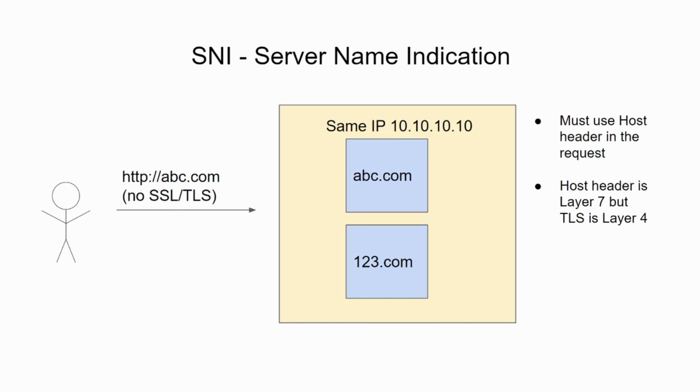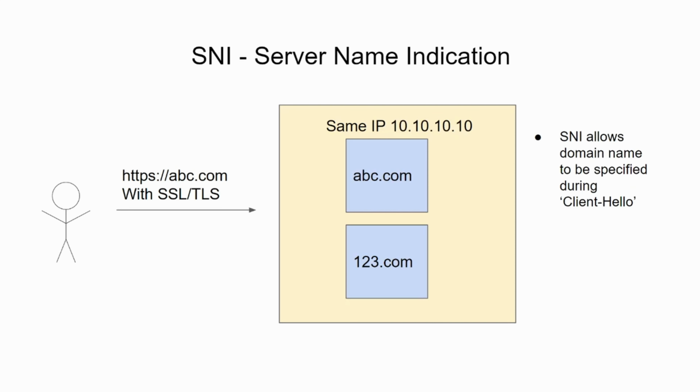If a request is made to abc.com, in order for the request to get sent to the correct domain, the host header in HTTP is used at layer 7. Now in the same scenario, let's assume that both sites have an SSL certificate. When the request is made, SSL is handled at layer 4. However, since they're using the host header, that's only visible on layer 7 and not layer 4. The result is that two websites or two domain names using SSL cannot use the same IP. SNI fixes this, however, by allowing for the domain name to be specified during the client hello.